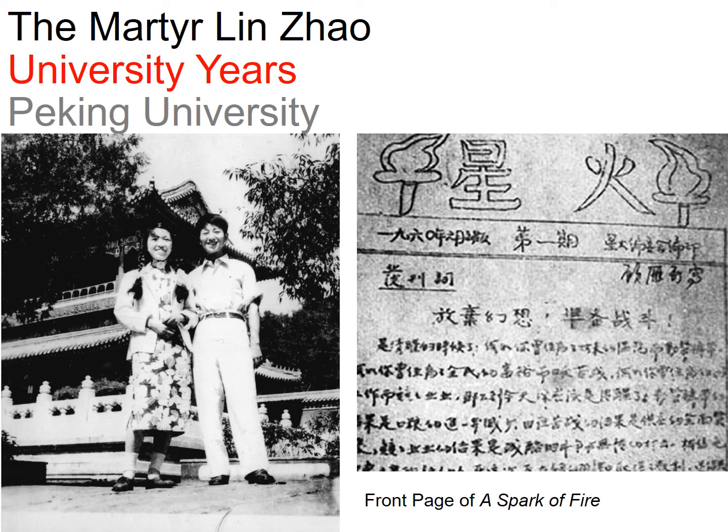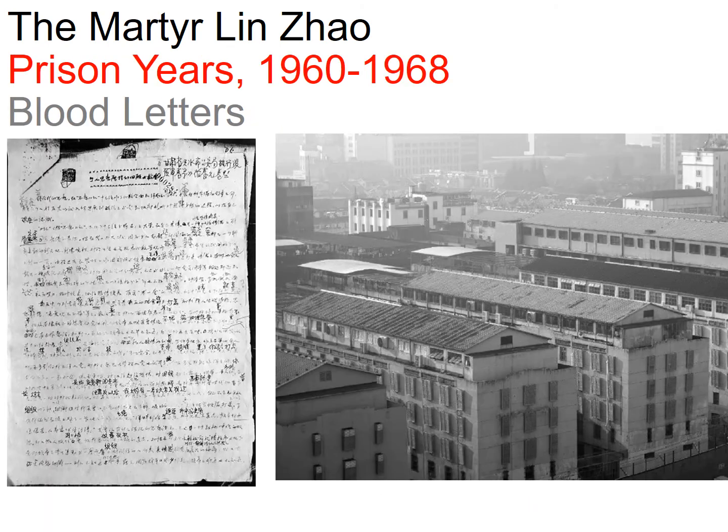Her writing in this, which we'll examine on Thursday, was titled A Day in Prometheus's Passion. It mocked Mao by painting him as a villainous Zeus. So, not surprisingly, those who participated in the publication of A Spark of Fire were rounded up, and she herself is sent to prison.